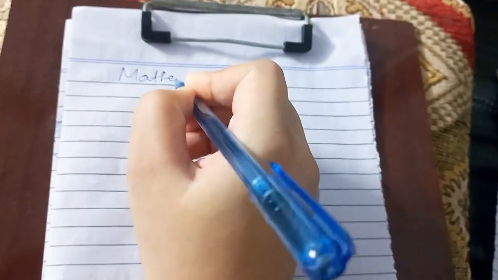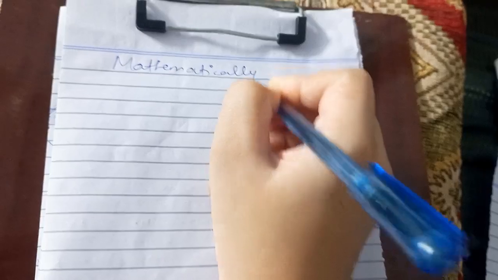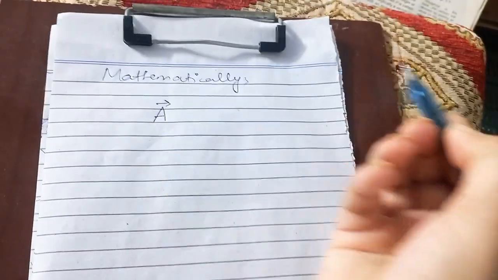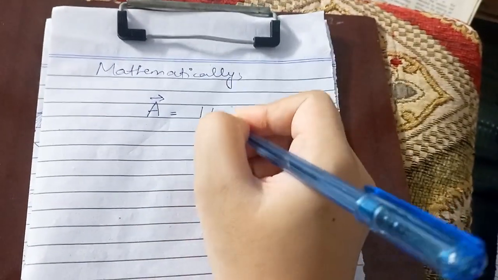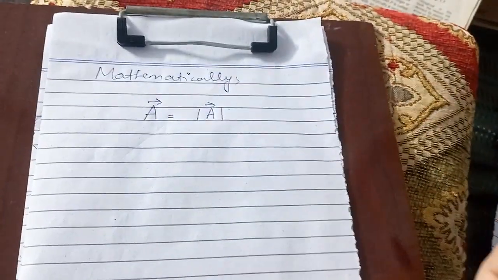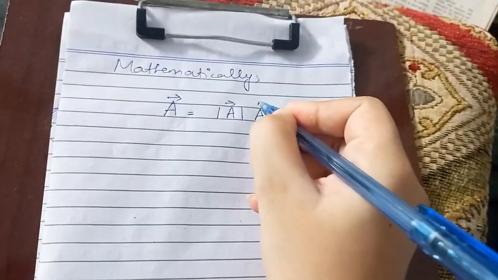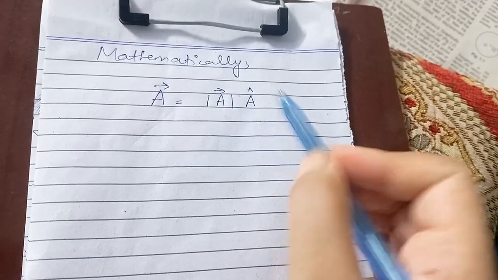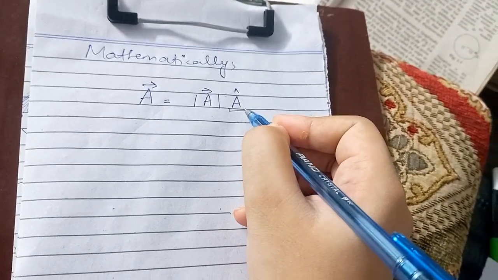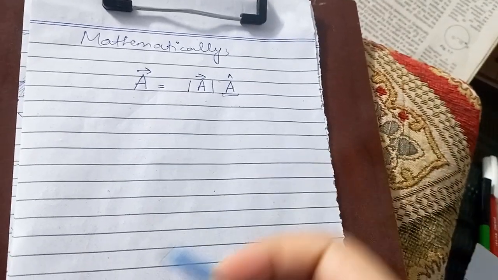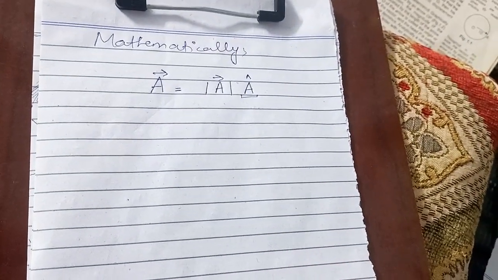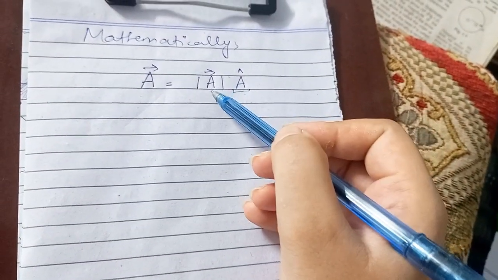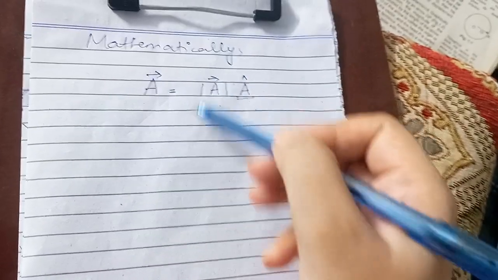Mathematically, vectors are written as: vector A, with an arrow over it, equals its magnitude, since direction is also needed, multiplied by its direction. We multiply the direction with the magnitude because we know that this directional quantity has a magnitude of 1, and in multiplication, if we multiply any number by 1 it remains unchanged. So multiplying a unit vector with the magnitude of a vector does not change the actual magnitude of the vector.